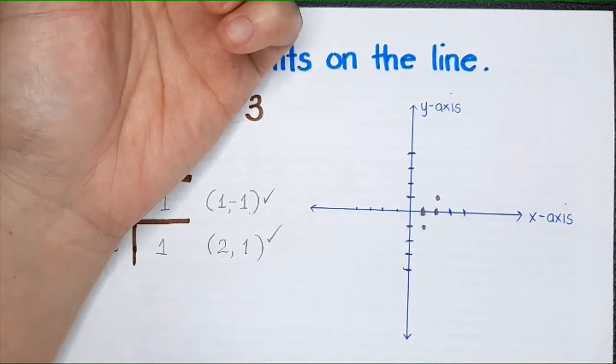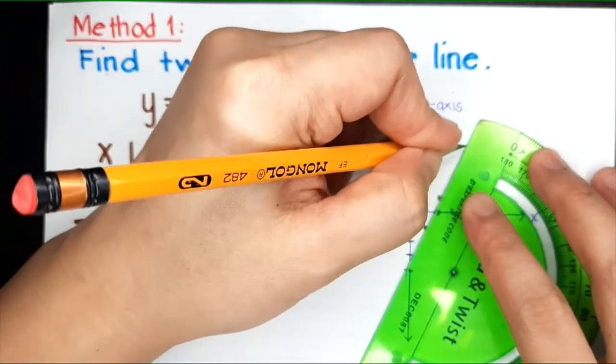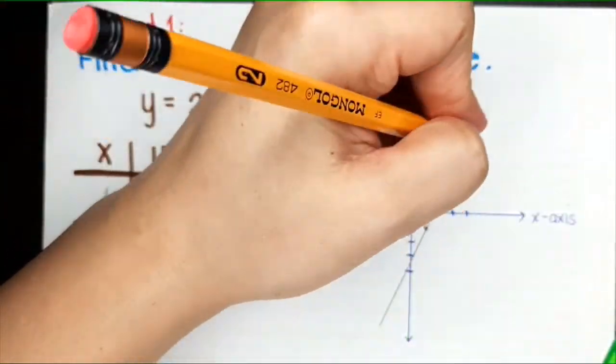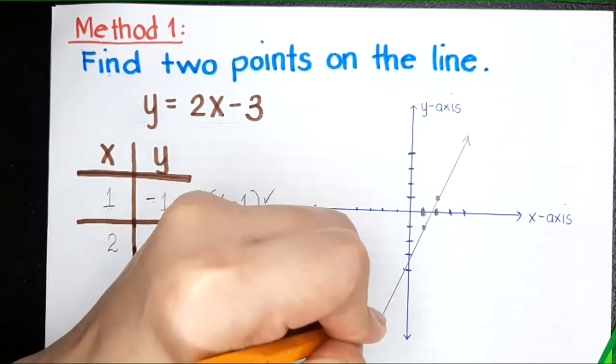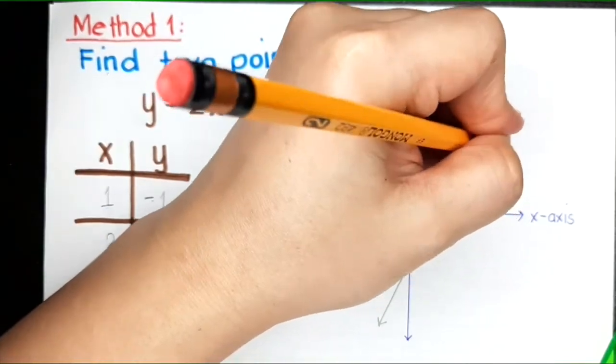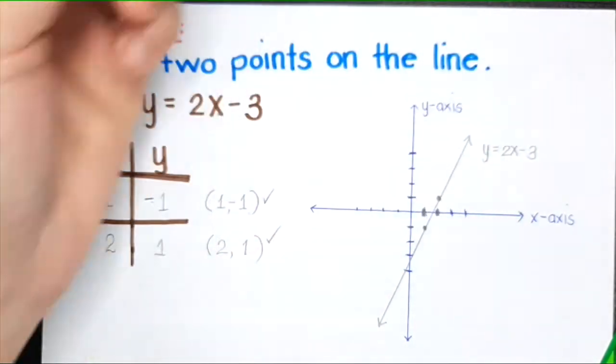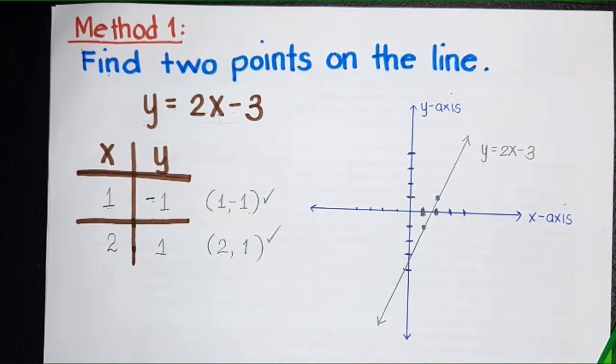Alright? And then, you connect the 2 points to create a line. Okay? So, let's do that. Ito na siya. Okay? So, this is the line y equals 2x minus 3. Ngayon, i-graph ulit natin si y equals 2x minus 3 using method number 2. Okay? Let's do it.